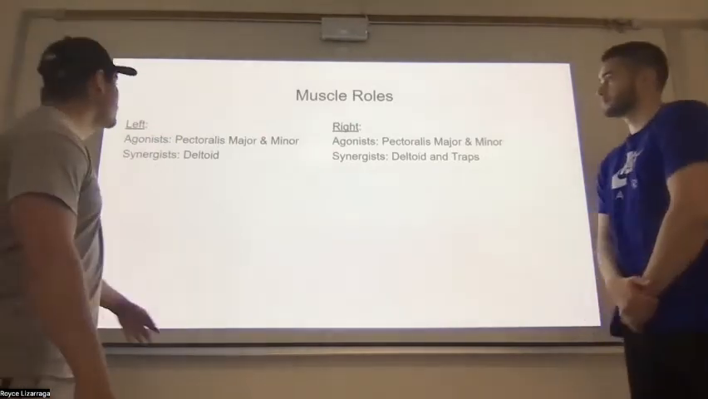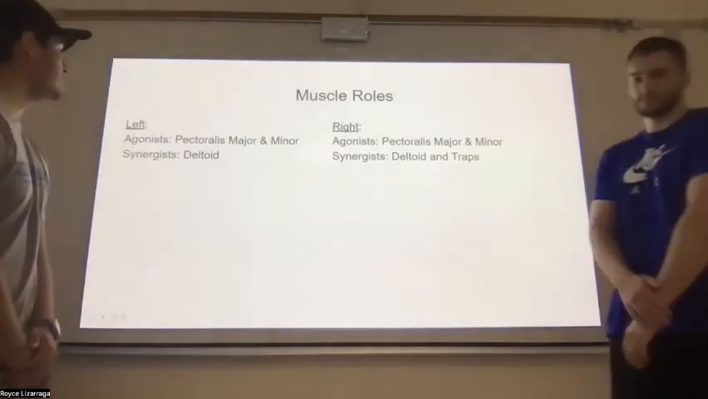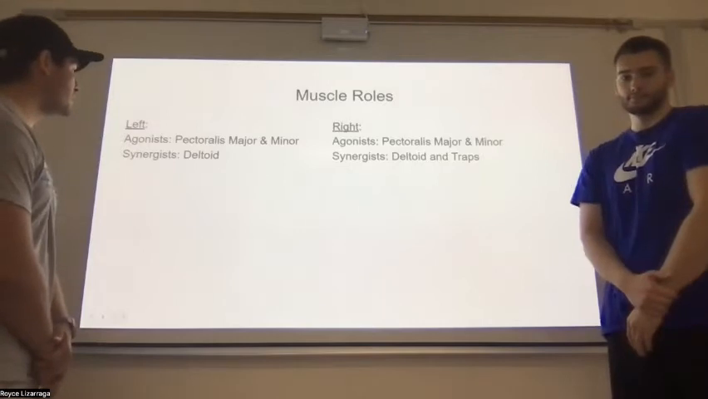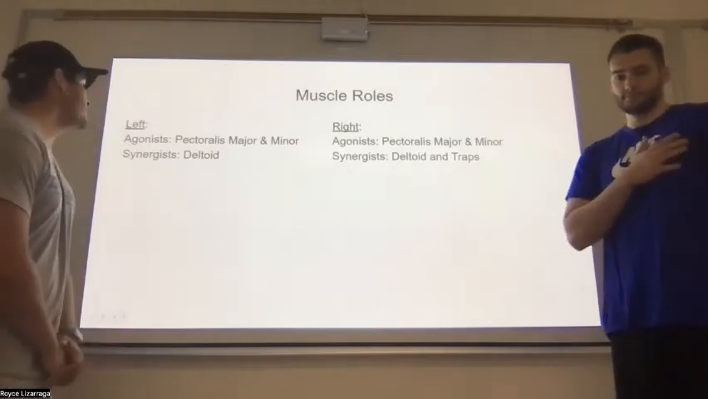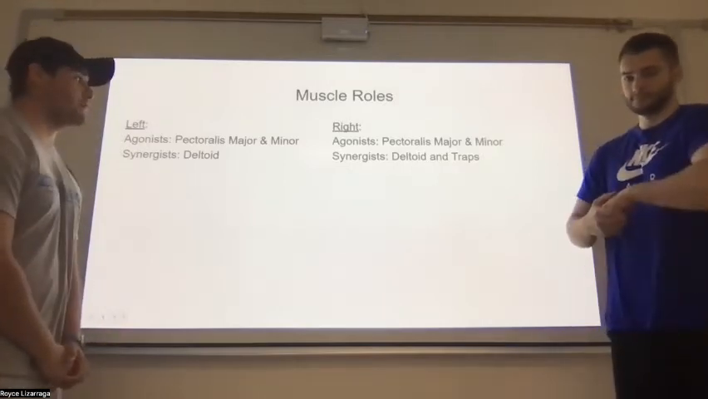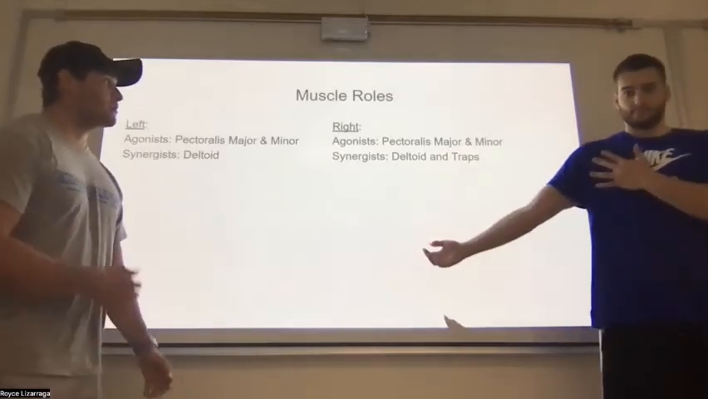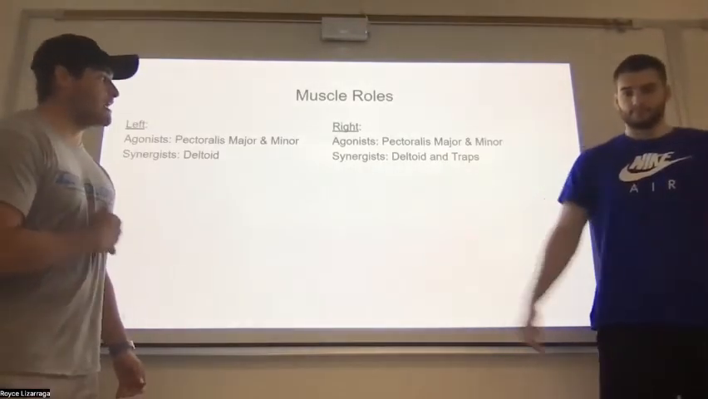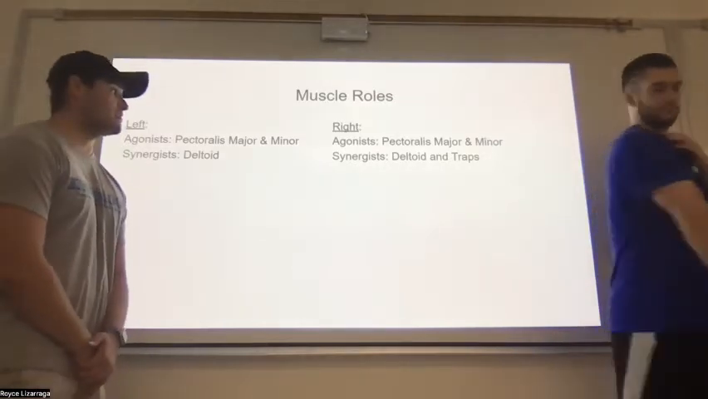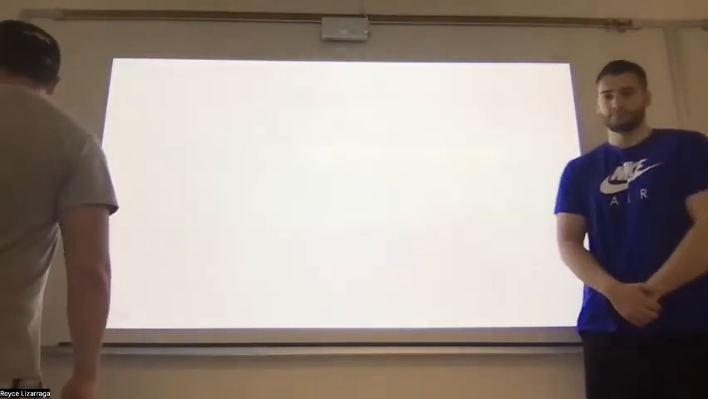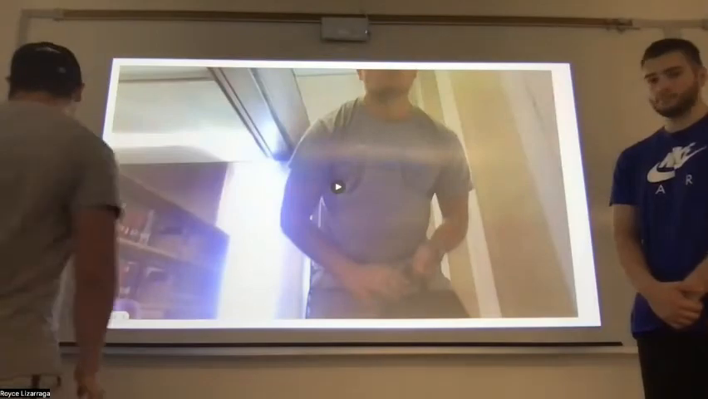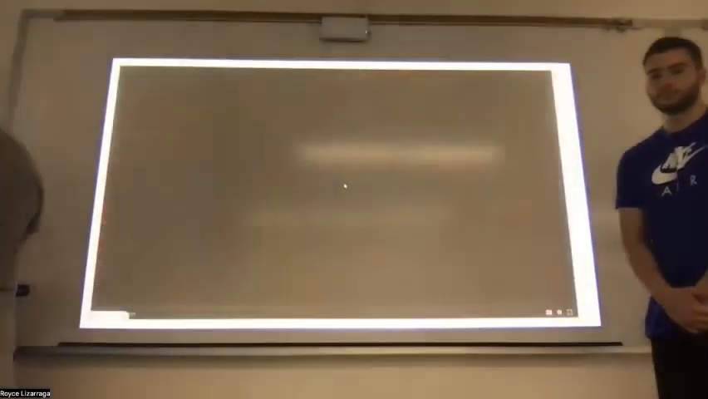For our muscle roles, on the left side, the agonist is the pectoralis major and minor, and your synergist is your deltoid. For the right side of your arm, the agonist is the pectoralis major and minor, and your deltoids and traps are the synergists. And then we have an extra video as well.